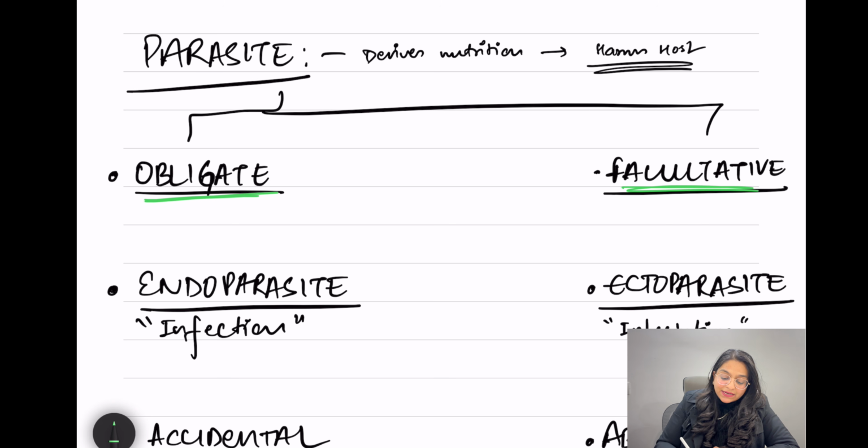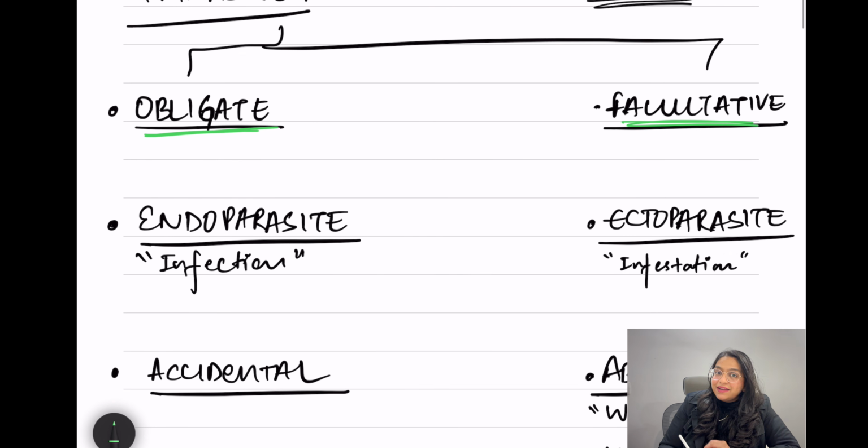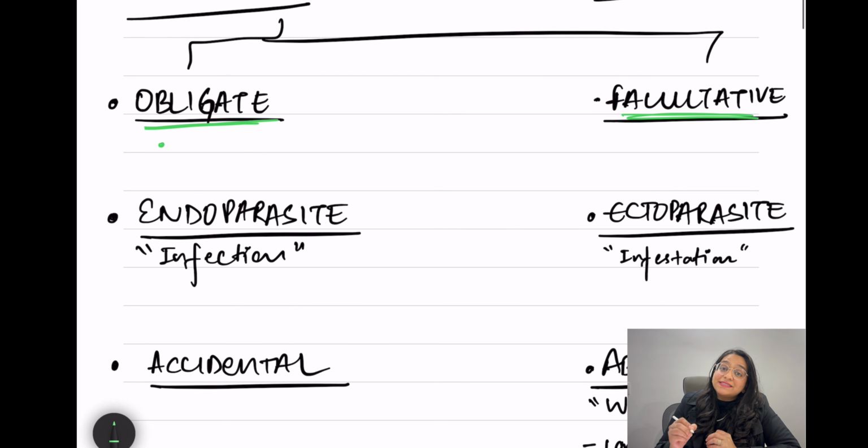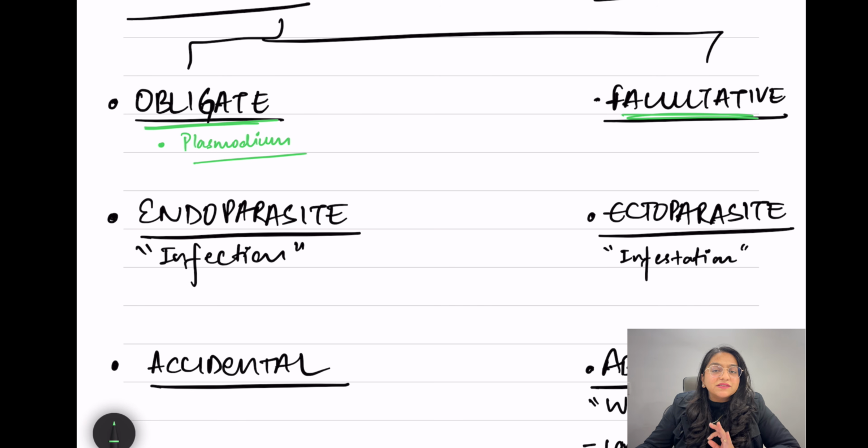An obligate parasite is one which cannot live outside the host, so it will always live inside the host cells. Example is the malaria causing parasite Plasmodium. Plasmodium cannot survive in the environment. It has to live inside some host, either mosquito or human. It has to live inside the cells.